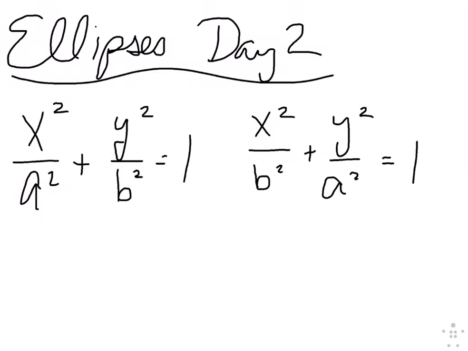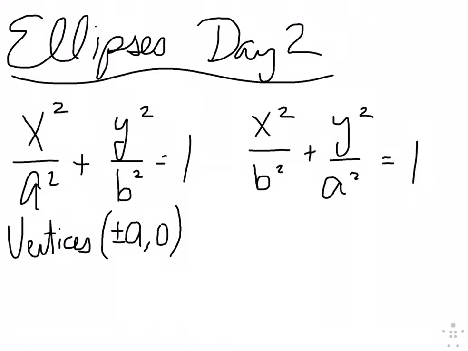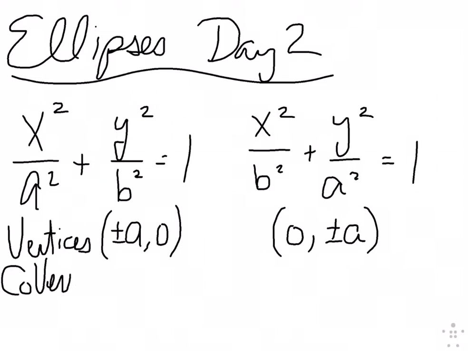So again, just so you know, when it talks about the vertices on this one, it's plus or minus a, 0. But the vertices on this one over here would be 0 and then plus or minus a. Whichever number is bigger between the a and the b. The covertices, this would be 0 and plus or minus b, whereas this would be plus or minus b and 0.